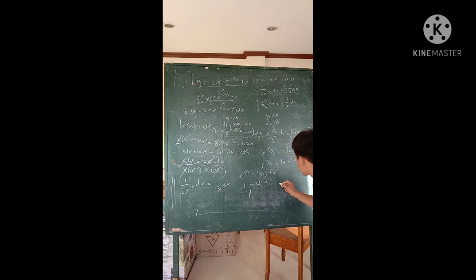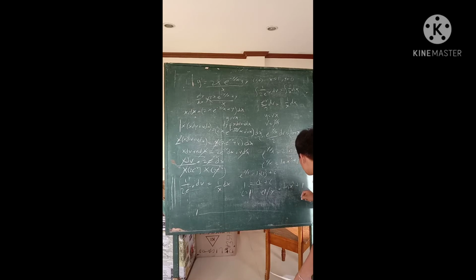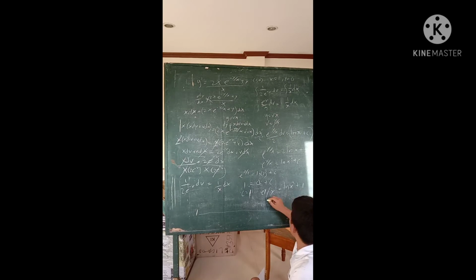So y over x equals ln x squared plus 1. The value of c equals 1. Then we need to put this one into the first. So y over x equals 1 plus ln x squared. So that's the final answer: y over x equals 1 plus ln x squared.